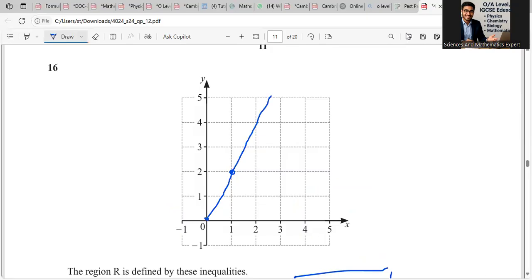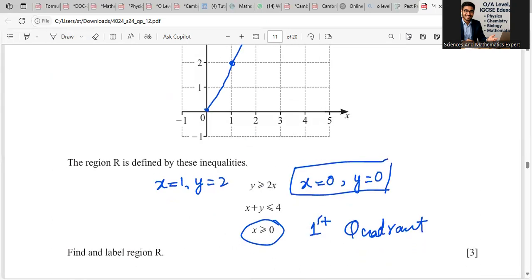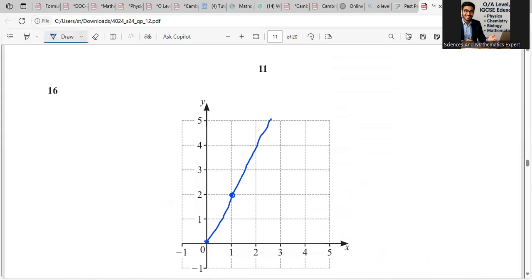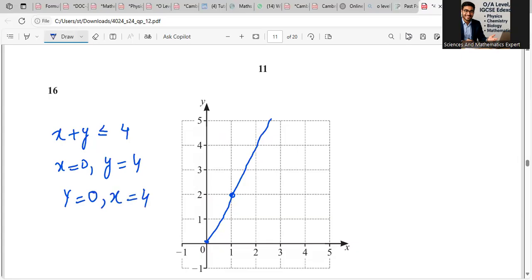After that, he was saying x plus y less than or equal to 4. For this one, I'm saying put x equal to 0, then y equal to 4. Put y equal to 0, then x equal to 4. So I'm taking here (4, 0) and (0, 4). By joining both of them, I also get the line like this.